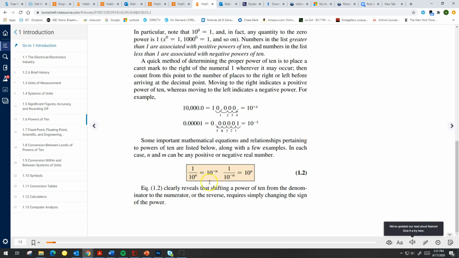And we've chosen to use this notation to manipulate powers of 10. The rule also applies if the exponent is negative. So if you have 1 over 10 to a negative exponent, if you move that number to the top, the exponent becomes positive. Okay? So this is the first rule.